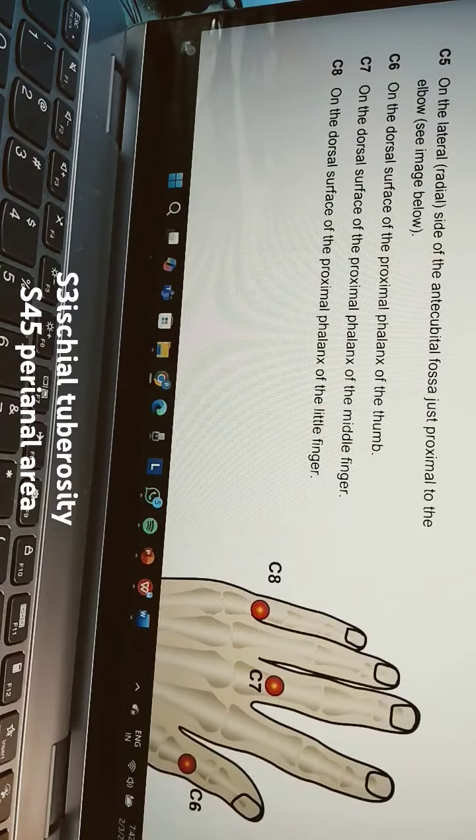C5: on the lateral or radial side of the antecubital fossa. C6: on the dorsal surface of the proximal phalanx of the thumb. C7: on the dorsal surface of the proximal phalanx of the middle finger. And C8: on the dorsal surface of the proximal phalanx of the little finger.